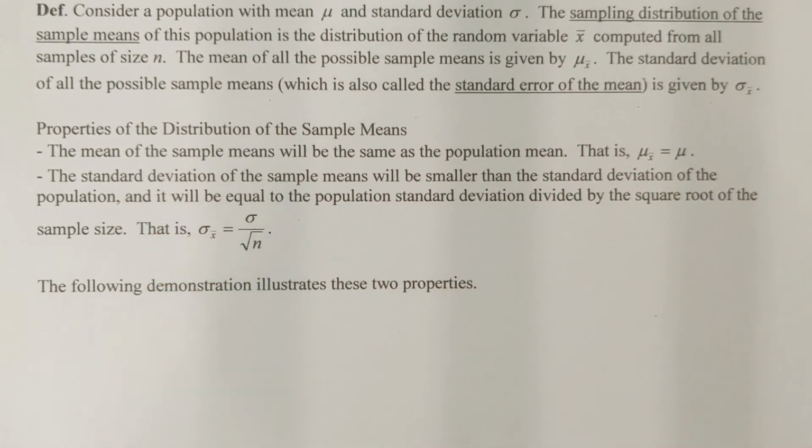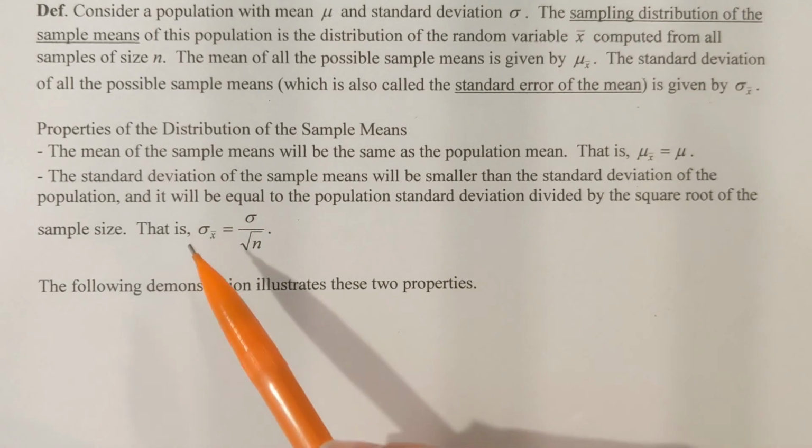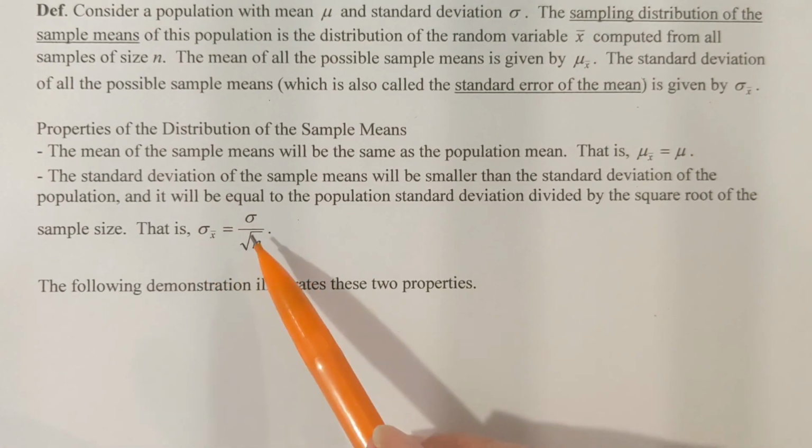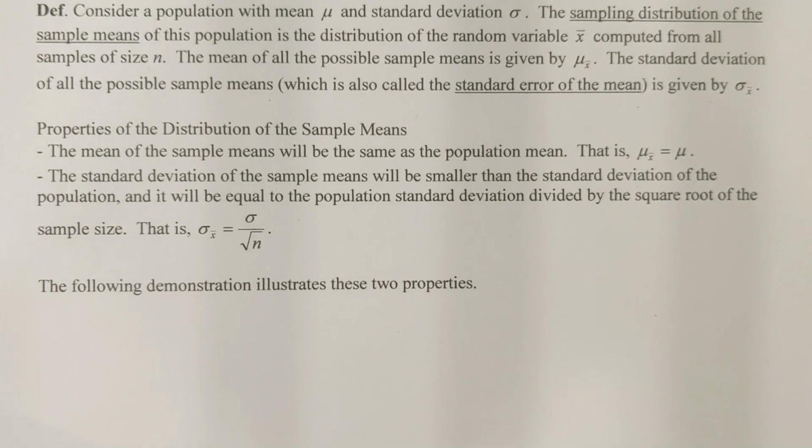The second property says that the standard deviation of the sample means will be smaller than the standard deviation of the population, and it will be equal to the population's standard deviation divided by the square root of the sample size. So how you calculate sigma sub x bar is you're going to take sigma divided by the square root of n. In the next video, I'm going to go through a demonstration of these two properties here.